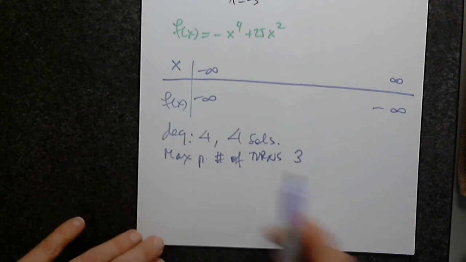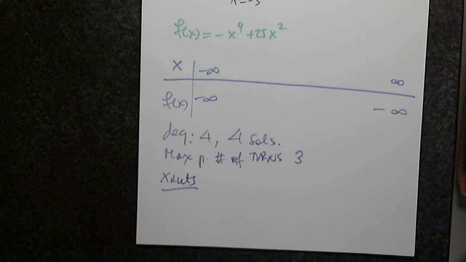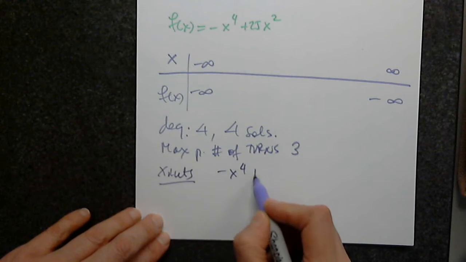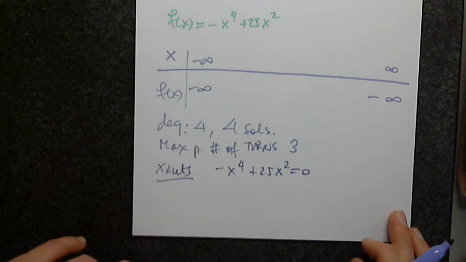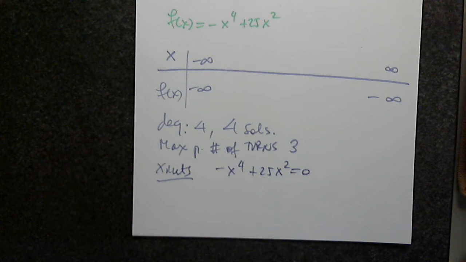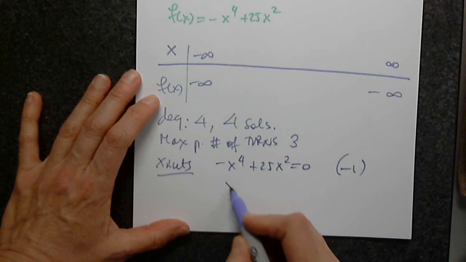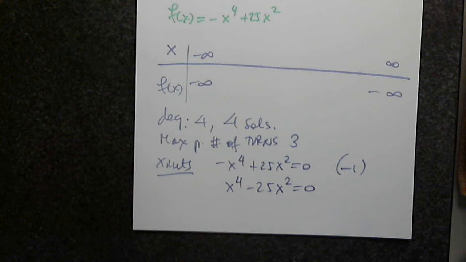Very good. Now let's determine the x-intercepts and multiplicities. What do I have to write for the x-intercepts? Good. So negative x to the 4th plus 25x squared equals 0. I refuse to solve an equation with a negative leading coefficient, and so should you. So I recommend multiplying both sides by negative 1. X to the 4th minus 25x squared equals 0. What now?